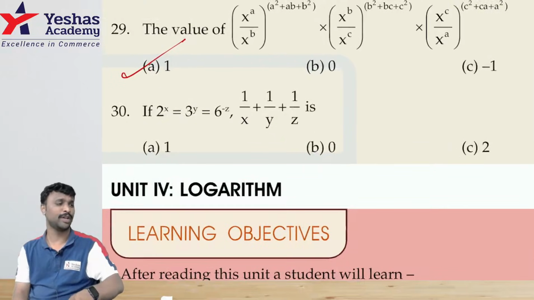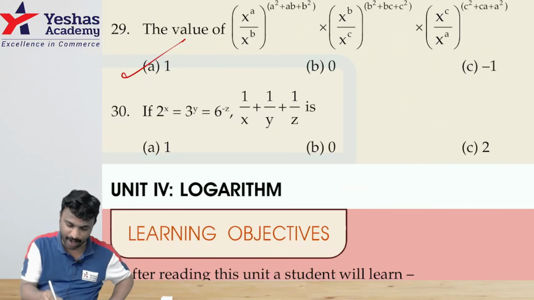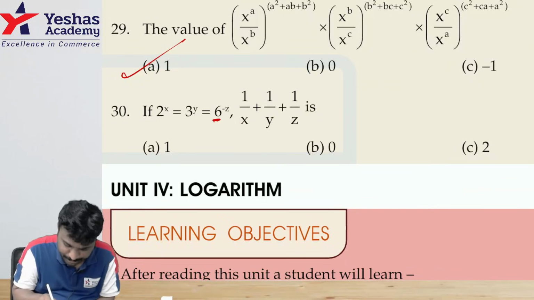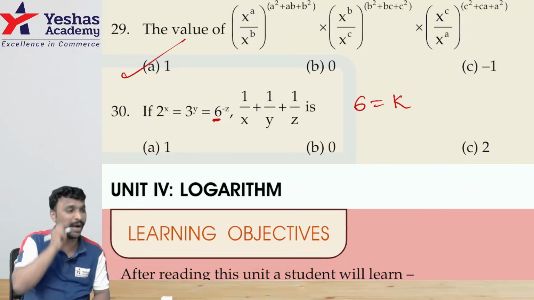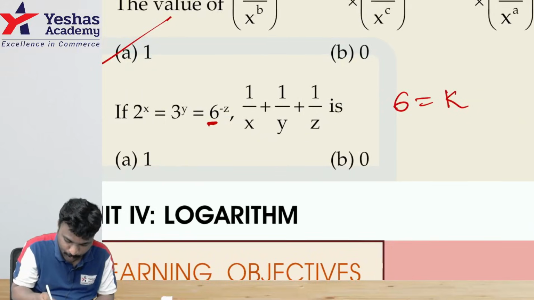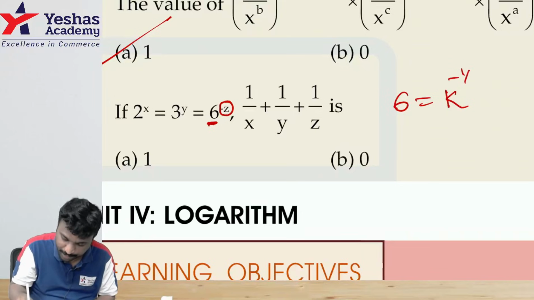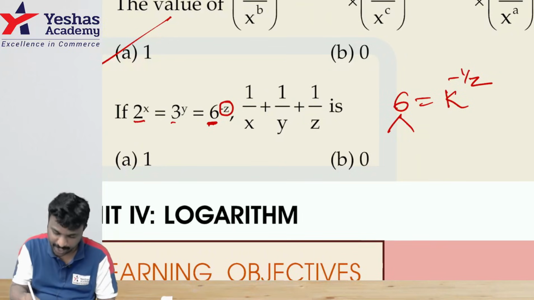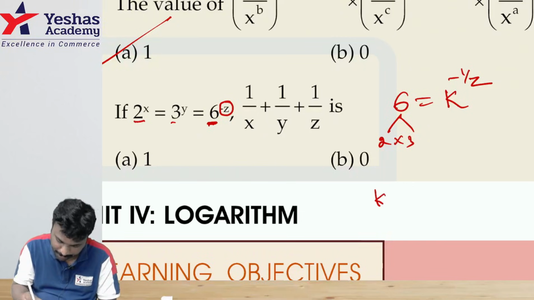30th question. When two or more than two expressions are equated, we can always take it as k. Whenever the bases are given in terms of numbers, take the last base, the highest base, and equate that to k, and the power of k should be the exact reciprocal of the original power of that number. Minus z's reciprocal is minus 1 by z. Now what we need to do is express this 6 in terms of the other two bases, which are 2 and 3, and 2 into 3, right? Now what is 2? 2 is k power.